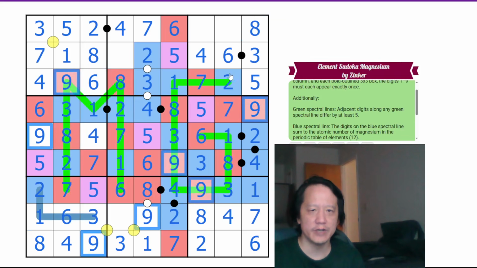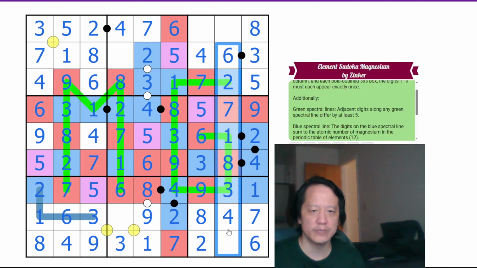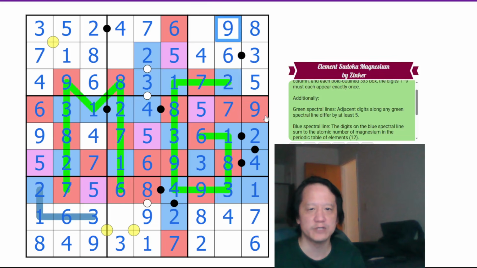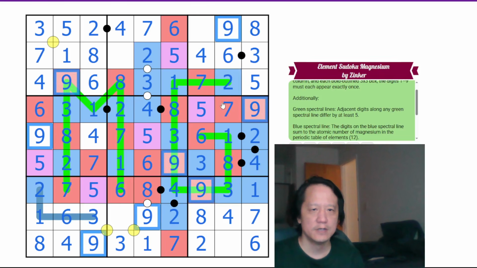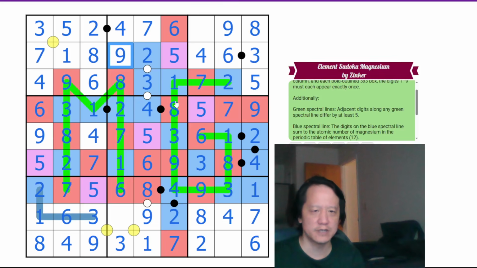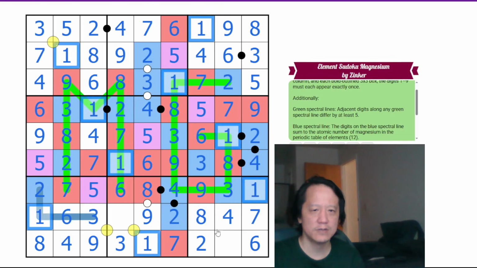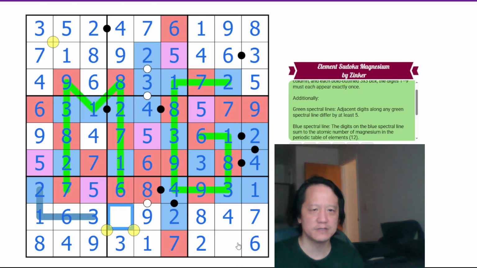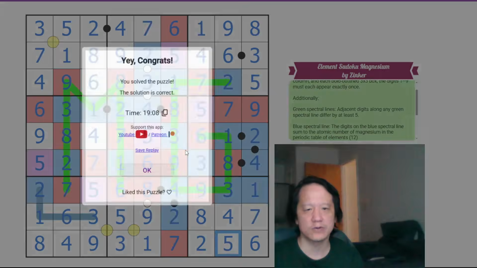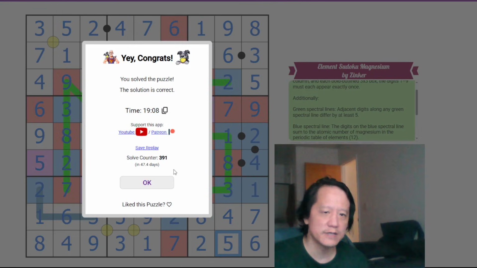9. In column 8, 9 cannot be here because of 9s in the boxes, and they're filled out there, so this must be 9 there. And 9, we have 8 9s now remaining in the grid, so the last 9 is there. That means we have 1s remaining. 1 has to be there. And we have 5 remaining. So 5 has to be here and here. And that's a solution.